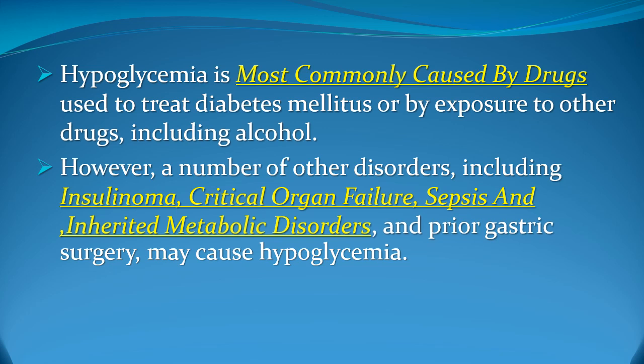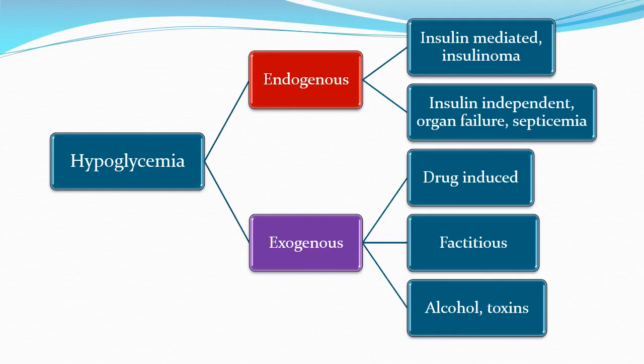Regarding the commonest causes of hypoglycemia, the commonest cause is drug-induced, whether these drugs are used to treat diabetes mellitus, for example an overdose of oral hypoglycemics or an overdose of insulin, or other medications which act indirectly to lower the blood glucose. Less common causes of hypoglycemia include certain tumors of the pancreas, called insulinoma, or end-stage renal failure or end-stage hepatocellular failure. Any kind of end organ failure can result in hypoglycemia, and so can septicemia. These are the less common causes of hypoglycemia.